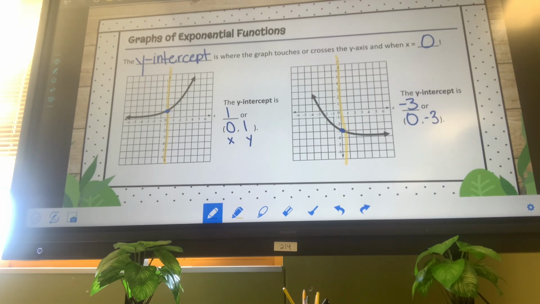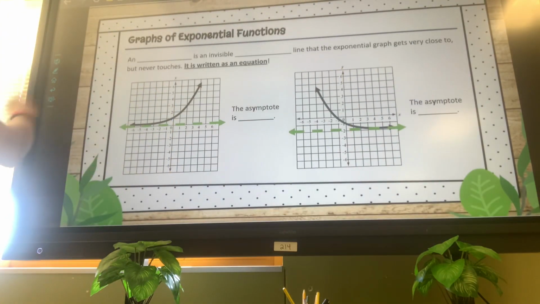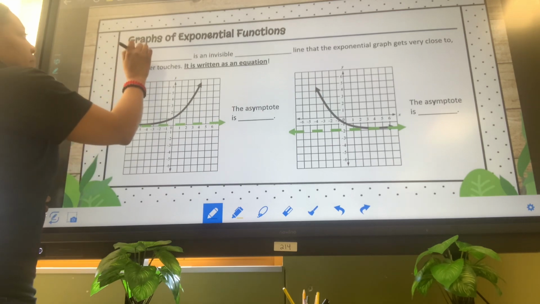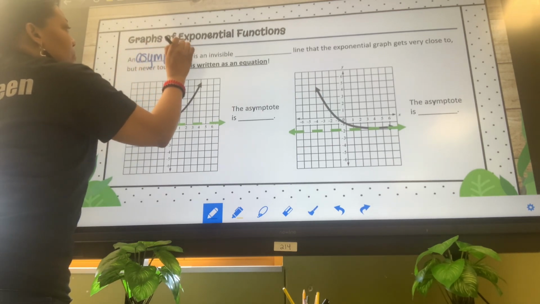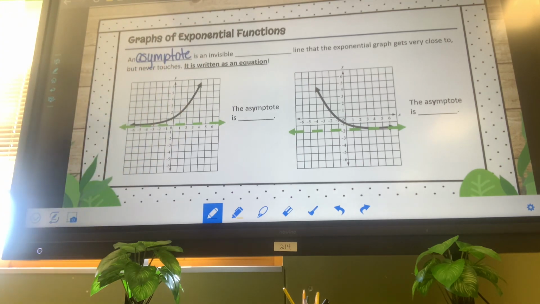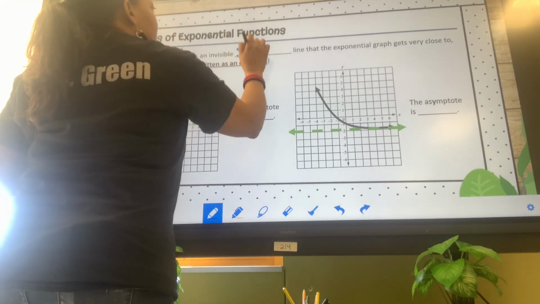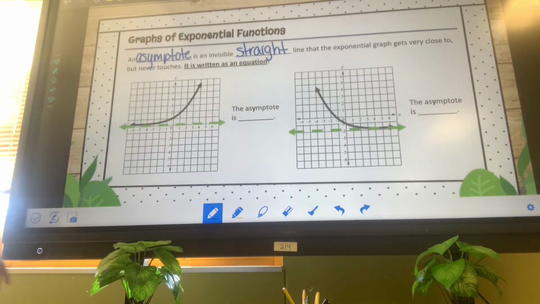Okay, that's the y-intercept. The last thing we're going to talk about in today's video is something new called the asymptote. Your asymptote is this line right here that's dashed. It's basically an invisible straight line that your graph is going to get very close to, but it's not going to touch it. It may look like it touches it, but it's not.